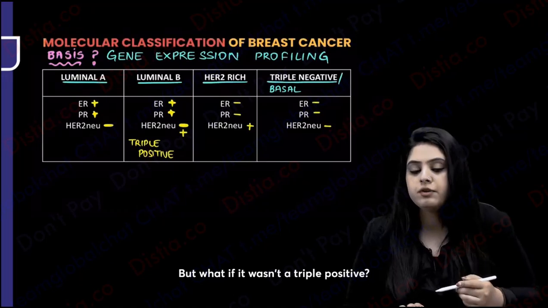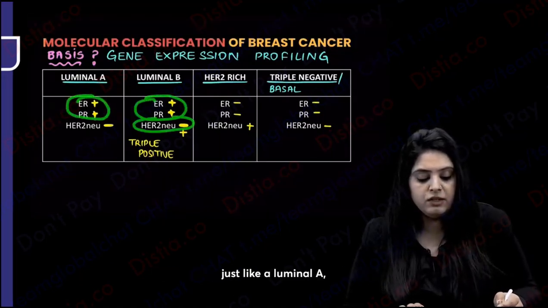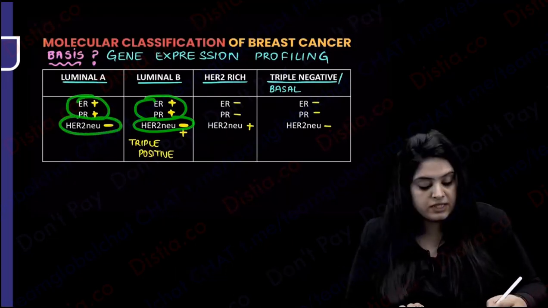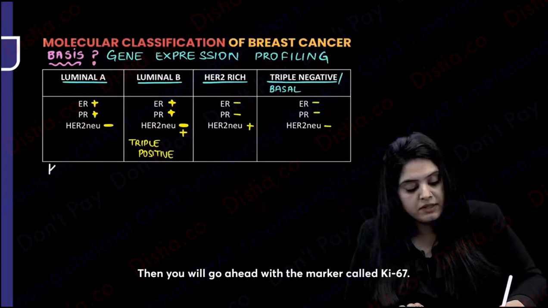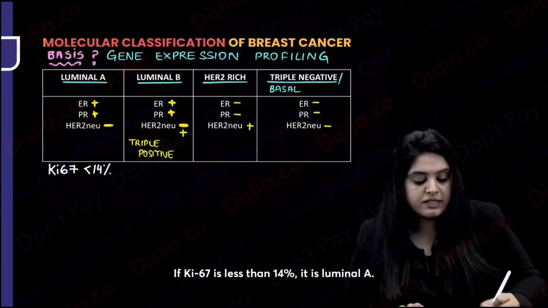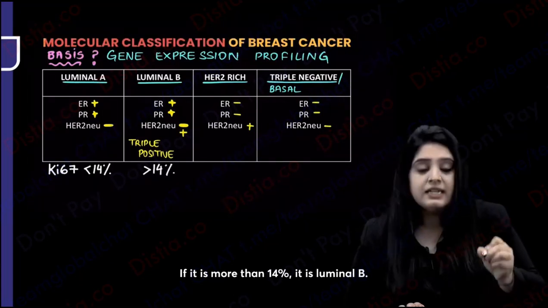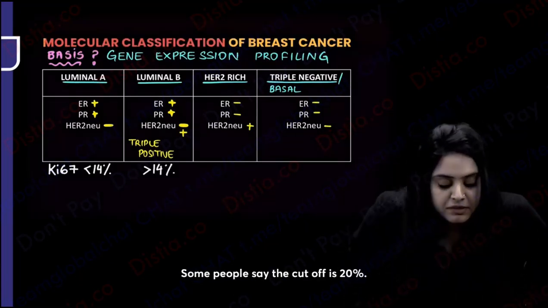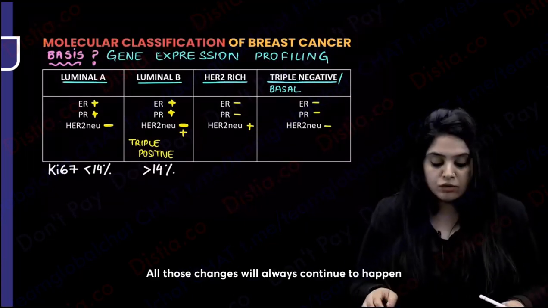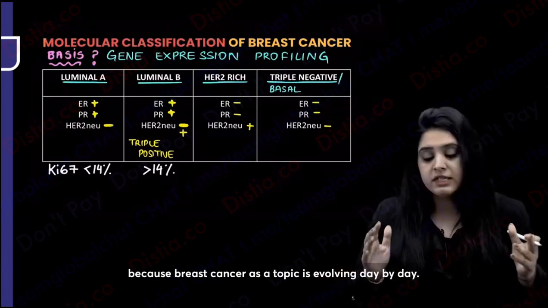But what if it wasn't a triple positive? What if it was ER, PR positive, HER2 negative, just like a luminal A? Then how would I have differentiated? Then you will go ahead with a marker called Ki67. If Ki67 is less than 14%, it is luminal A. If it is more than 14%, it is luminal B. There's a lot of changes happening. Some people say the cutoff is 20%. All those changes will always continue to happen because breast cancer as a topic is evolving day by day.